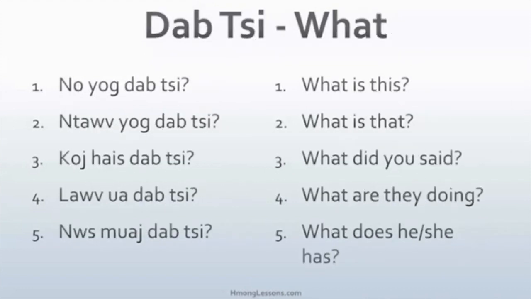Okay, question what? What in Hmong is da chi. We will be learning these five too, so that we will be learning 10 phrases, but it's very easy, as you can see there's only 4 or 5 words in each question. Number one, na ya da chi. What is this? Number 2, ndao ya. Number 3, ga hai da chi. What did you say? Number 4, lai o da chi. What are they doing? Number 5, nu mo da chi. What does he or she have? Now let's learn these 10 sentences word for word.